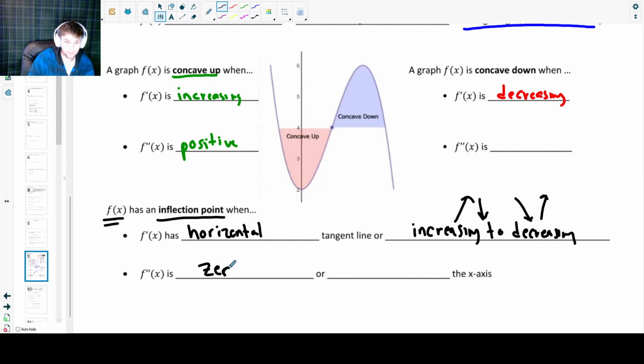If our second derivative is 0, that indicates an inflection point, and that also aligns with where it crosses the x-axis. So, a quick summary: inflection points occur when our graph changes from concave up to concave down, or concave down to concave up. And that is our inflection point in this case up here. That's going to be indicated on the first derivative by having a horizontal tangent line, or where it changes from increasing to decreasing, or when the second derivative is 0 or crosses the x-axis.